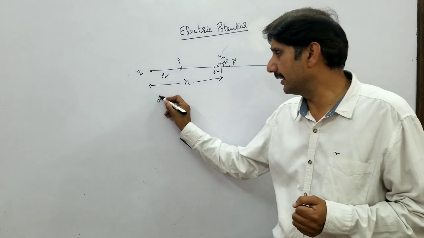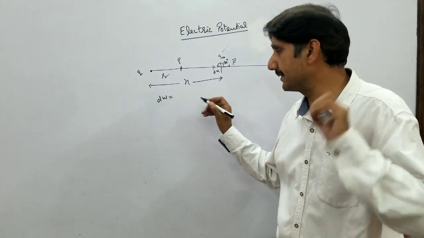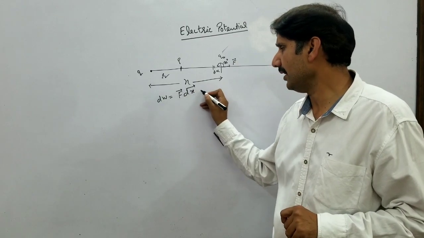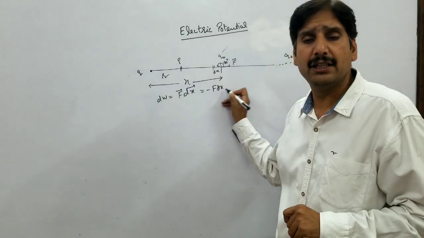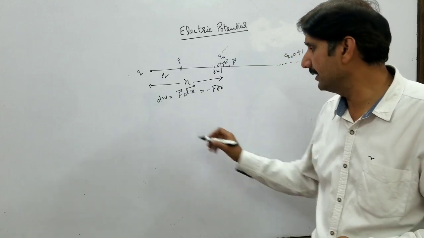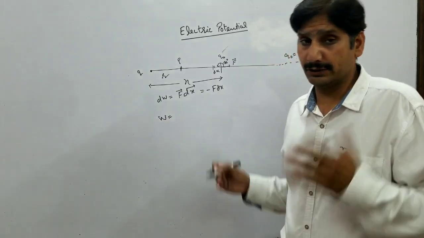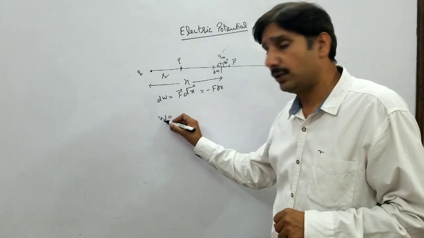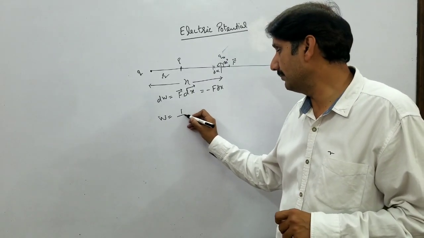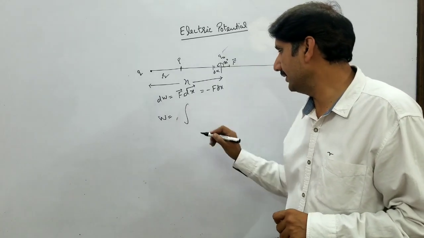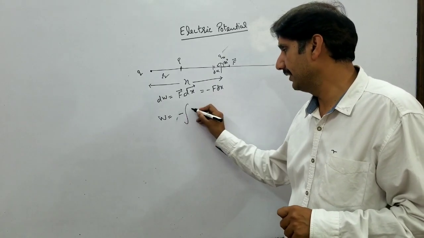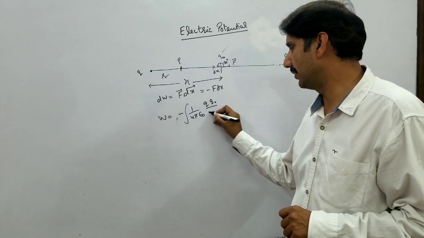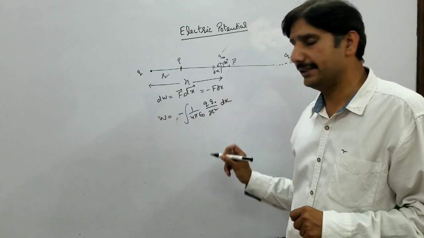So, small work done in displacing it through small distance dx, dW, would be given as F dot dx, which is equal to minus F dx, because cos 180 is minus 1. So, total work done, which would be called electric potential, what is it equal to? Work done is equal to integration of F dx, negative force, 1 by 4 pi epsilon naught q and q naught divided by x square, dx.